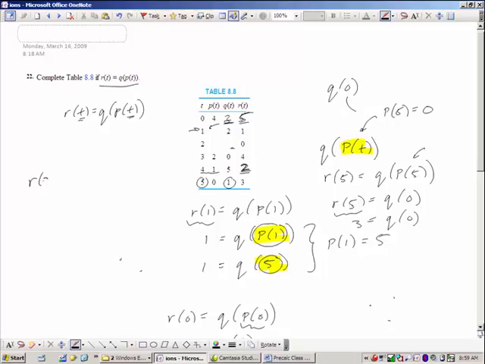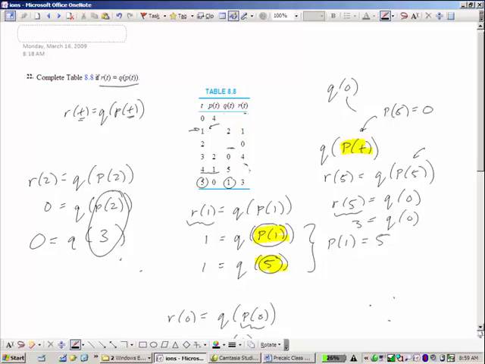So let's do R of 2 is equal to Q of P of 2. Do I know any of these values? Do I know what R of 2 is? Oh yeah, okay. Equals Q of, do I know what P of 2 is? No. Do I know Q of what equals 0? Can I look up Q of what equals 0? Q of 3 equals 0. So guess what that means about these two values? That means P of 2 equals 3.